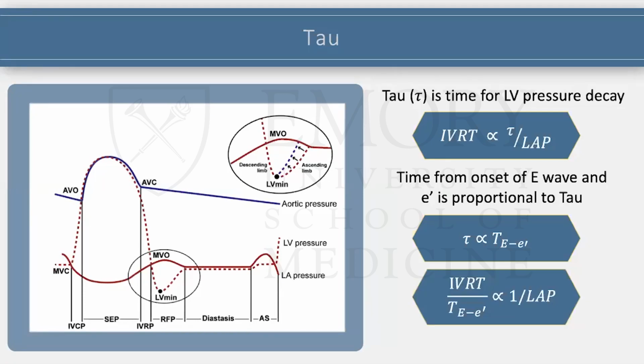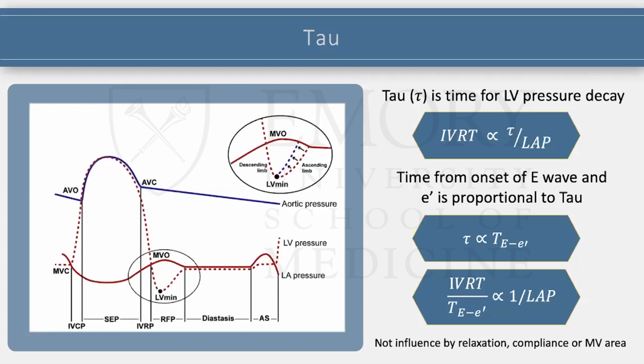Rearrange everything using math, and then we get this: the isovolume relaxation time divided by the time between the beginning of your A wave, sorry, your E wave, and your E prime wave is inversely correlated to your left atrial pressure. I think I showed you at the beginning in the 2009 guidelines, this was considered part of the standard evaluation of diastolic function in a patient using echo.